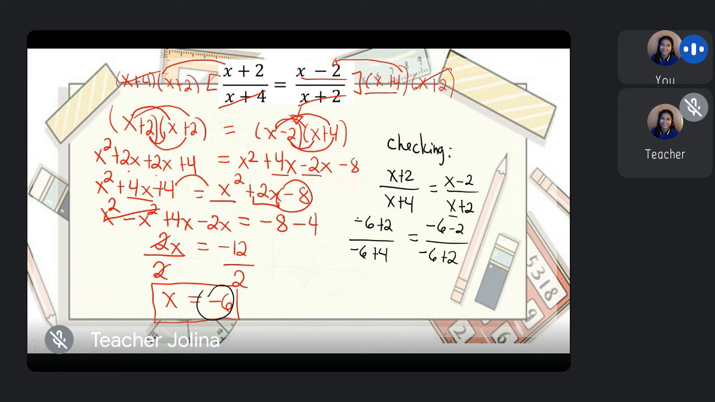Negative 6 plus 2 is negative 4 over negative 6 plus 4 is negative 2 equals negative 6 minus 2 is negative 8 over negative 6 plus 2 is negative 4. So, simplify lang natin. Negative 4 divided by negative 2 is positive 2. Okay, positive 2 equals negative 8 divided by negative 4, that is positive 2. And as you can see, they are equal. Therefore, the solution negative 6 is fit doon sa ating equation. That's why it is considered as rational equation.